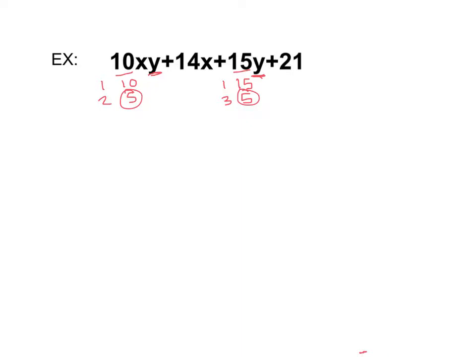If you look at 14 and 21, while 21 doesn't have an x, you'll notice that 14 and 21 both share a common factor of 7. In this case, 2 times 7 or 3 times 7. So I'm going to go ahead and just say that those are probably how we're going to group them. So I'm going to rewrite my problem grouping those together. 10xy plus 15y plus 14x plus 21.